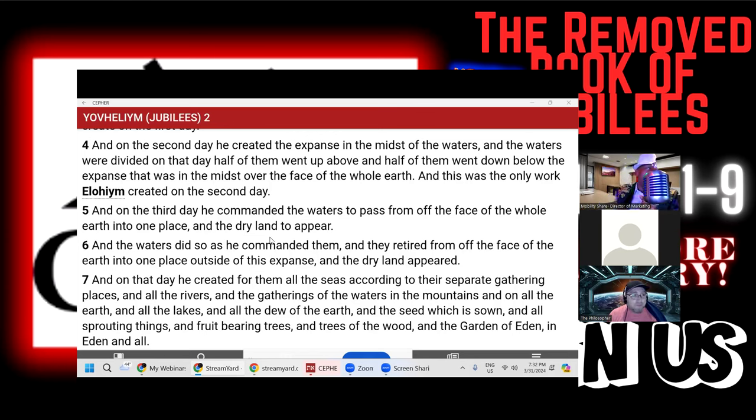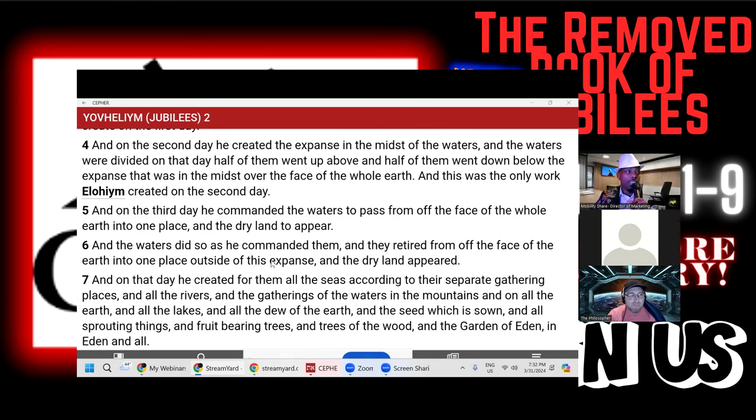Okay. And on the third day, he commanded the waters to pass from off the face of the whole earth into one place, and the dry land to appear. So the earth was submerged in water. Correct. And what did he do? He commanded the water. How are you going to command an inanimate object? The water took a command from the Most High. Wow.